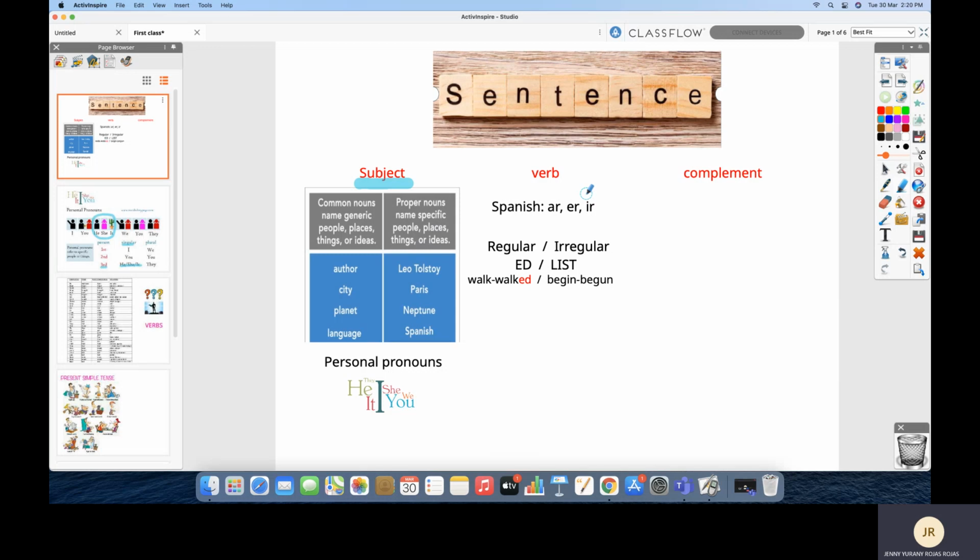Entonces, todas esas acciones o verbos en español cuando no los conjugamos, los reconocemos porque terminan en ar, en er o en ir. In English, there are two kinds of verbs. Entonces, hay dos clases de verbos en inglés. They are regular verbs or irregular verbs. Entonces, en inglés tenemos ¿cuántas clases de verbos? Muy bien, dos clases de verbos, los regulares y los irregulares.